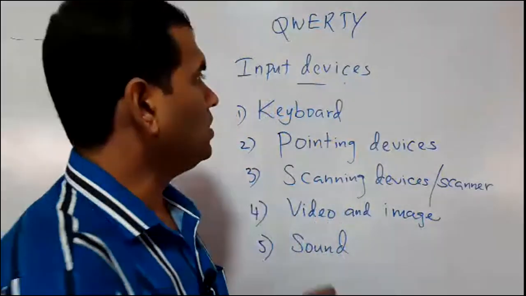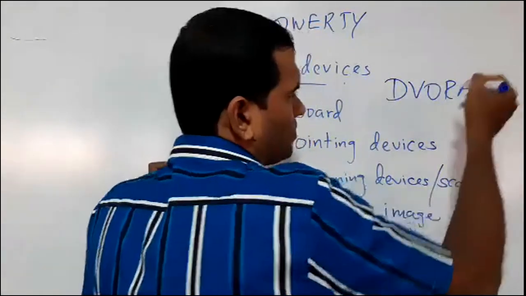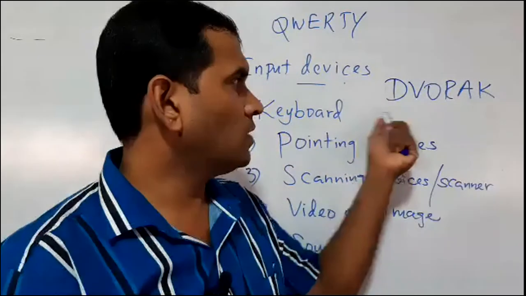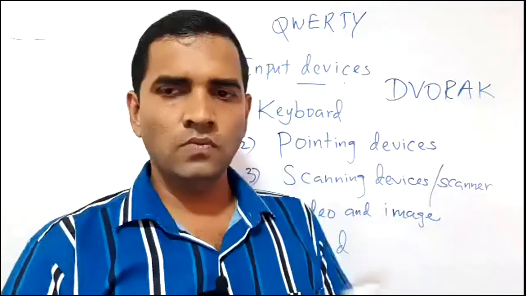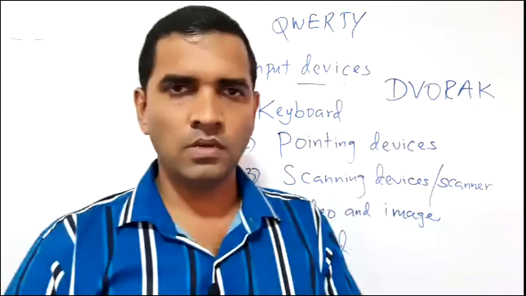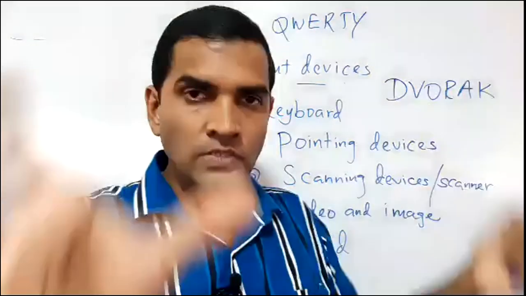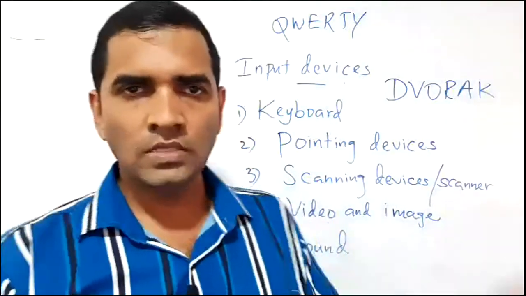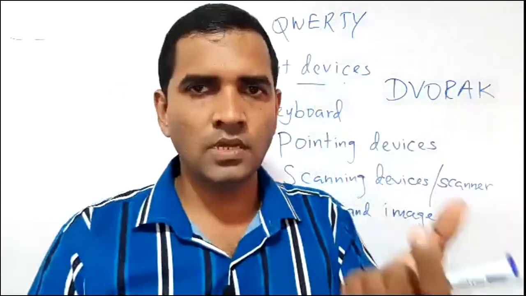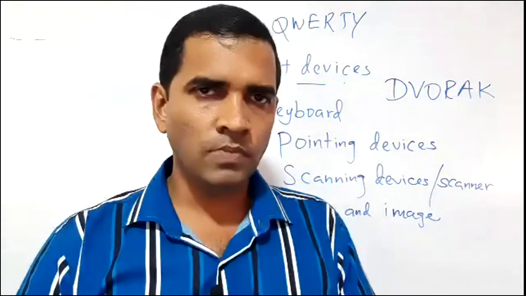But there is another one called Dvorak, D-V-O-R-A-K. Right? So this is another one called Dvorak. Dvorak is something different from this QWERTY keyboard arrangement. But don't think that these 6 letters are the first 6 letters in that particular layout. No, this is the name of a person, right? He invented or introduced that keyboard structure. So his name is given to that particular structure.